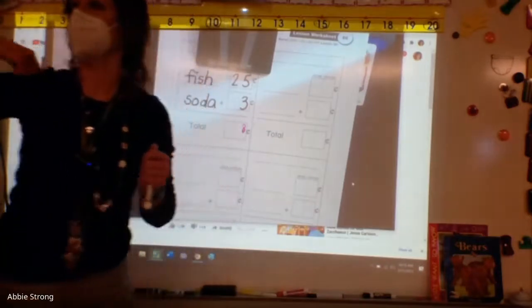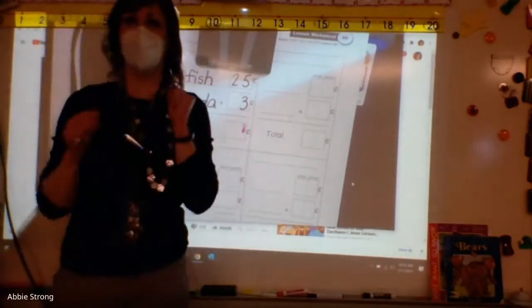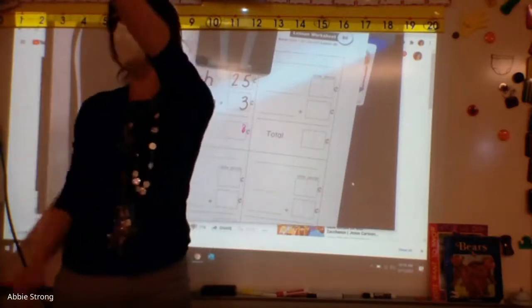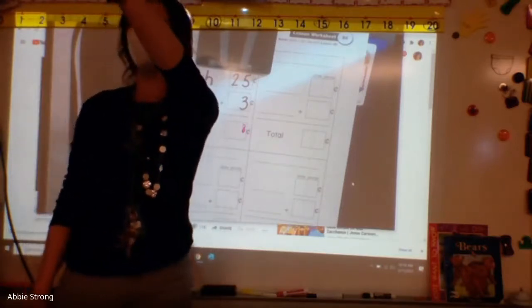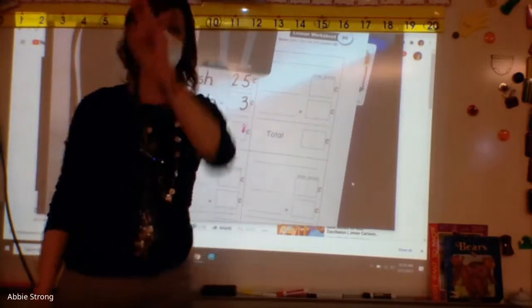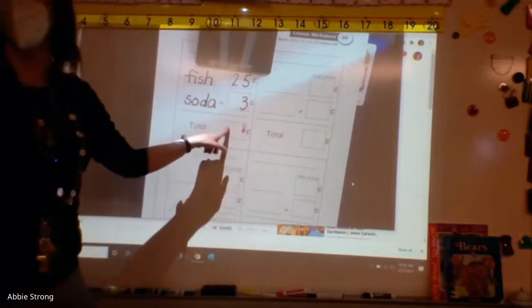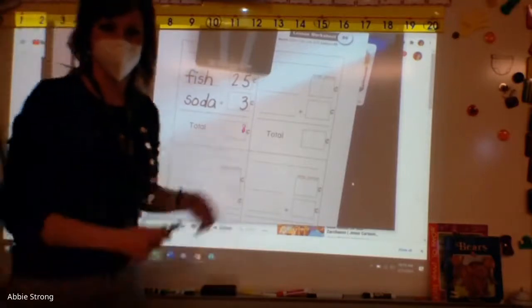Peyton. How many cookies do you have? You have 2 cookies, 1, 2, and somebody gives you 0 more. How many do you still have? 2. So we need to write a 2 in this box. Peyton, can you come up and write that 2 for me, please?